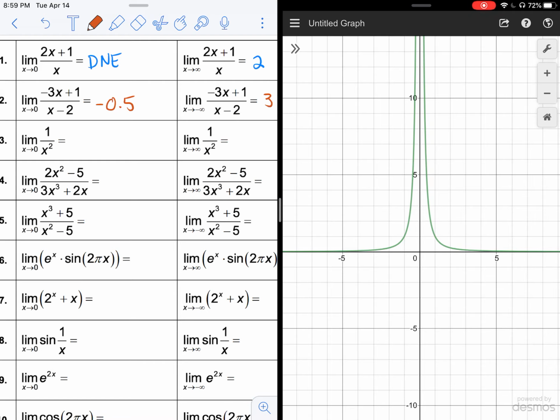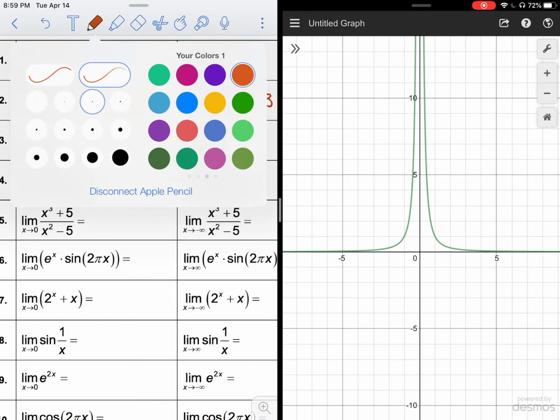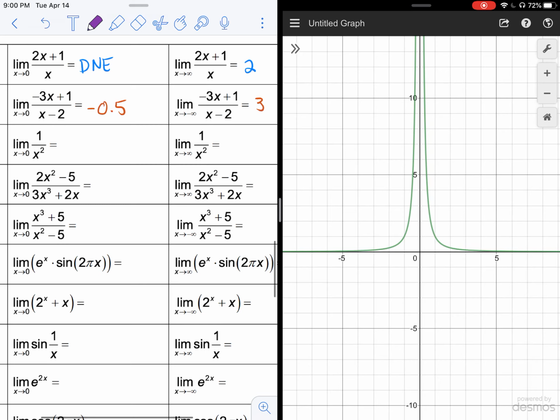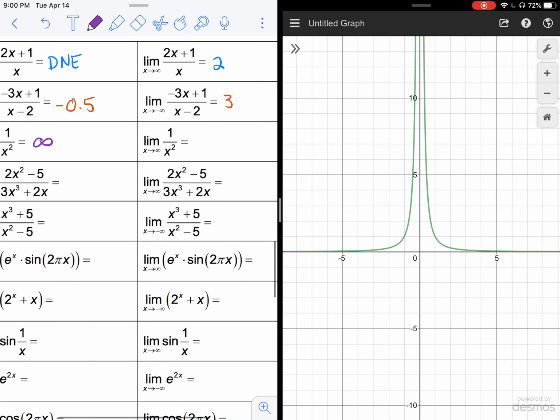So first, what I noticed, we've got a vertical asymptote because that graph at 0 is going straight up to infinity. But the interesting thing is it's doing the same thing from the left and from the right. From the left and from the right, this graph is going toward positive infinity. And so it's not the same numerical value, but it is the same trend. So we would say that the limit as x goes to 0 of 1 over x squared is positive infinity.